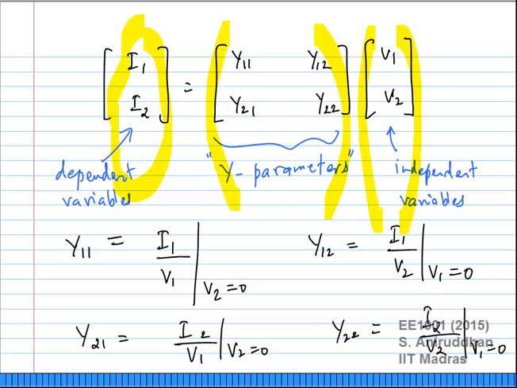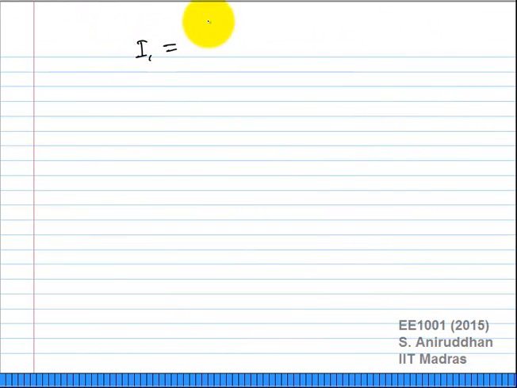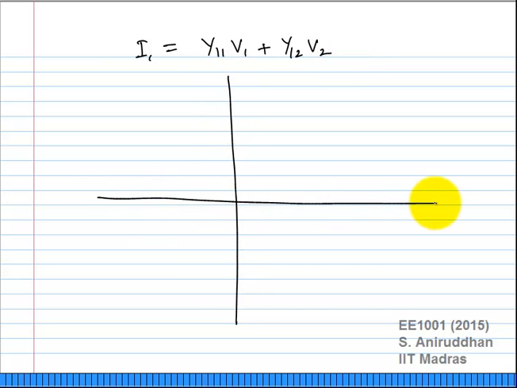You must have done this before. I have I1 equals y11 V1 plus y12 V2, right? I want to draw this on a 2D graph. How do I do this? I take this expression. How many ways of drawing this are there? So let us say I draw it as I1 versus V1. This is a 2D plot. I only have two axes. What kind of plot can I draw?